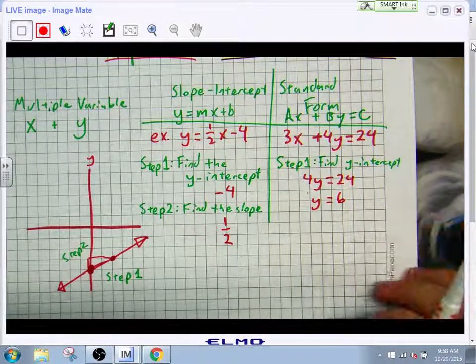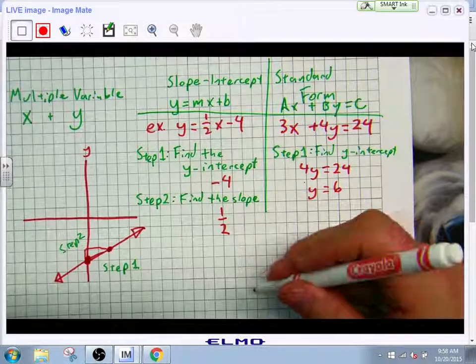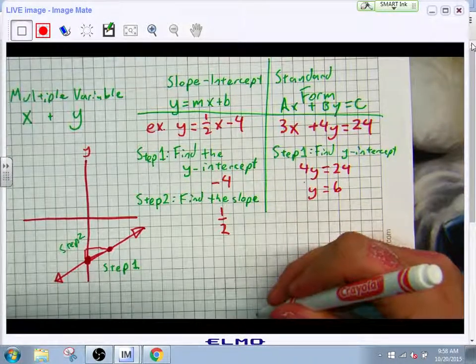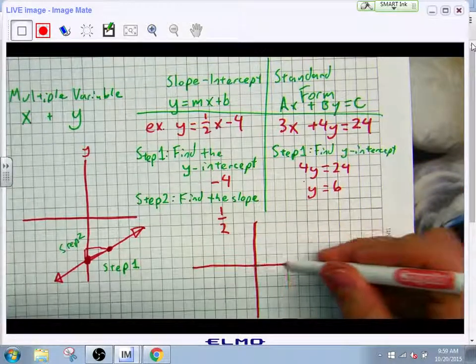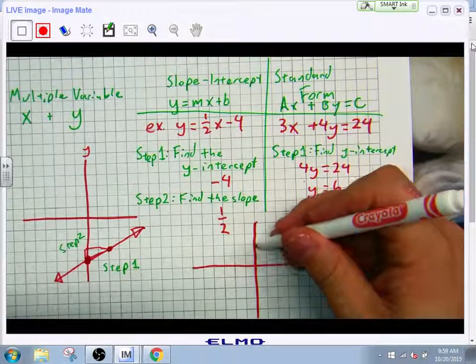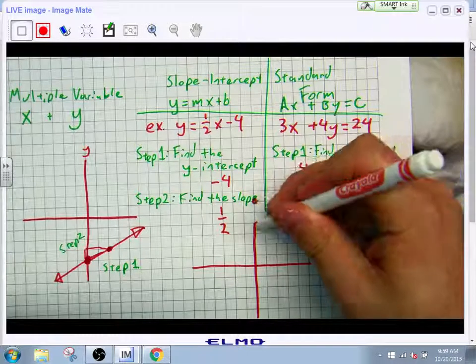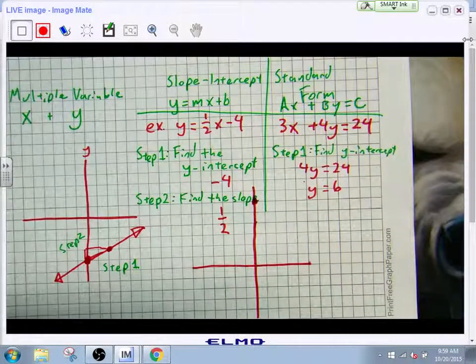So I'm going to do another little graph. Actually, I'll do it over here. Can you see that? So in this case, y equals 6, 1, 2, 3, 4, 5, 6. It's all the way up here, and there's my intercept. Okay.